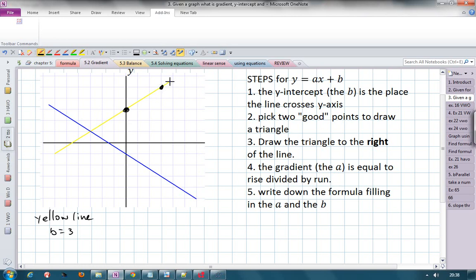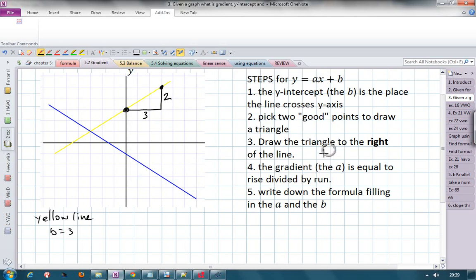So I've chosen these two good points, and then I draw my triangle to the right of the line. So this is to the right. This is the line, and this is to the right. This would be a triangle to the left of the line. You don't want that. You want the one to the right. After you've drawn that, you draw in how far you go to the right, which in this case is 3, to then in turn go up. Here you want to go right 3, and you have to go up 2.